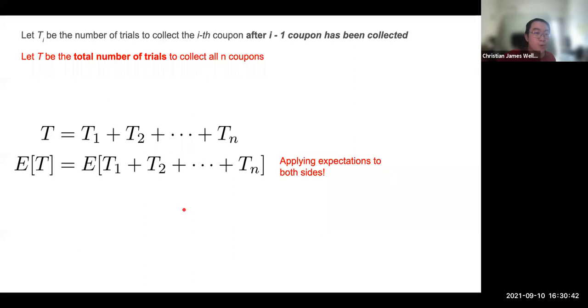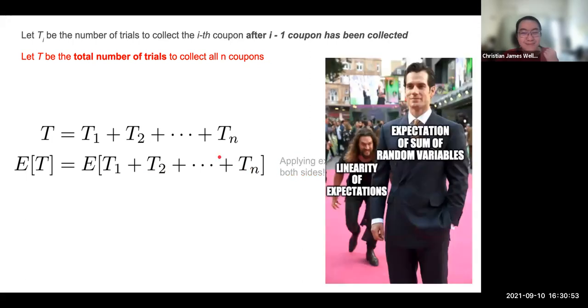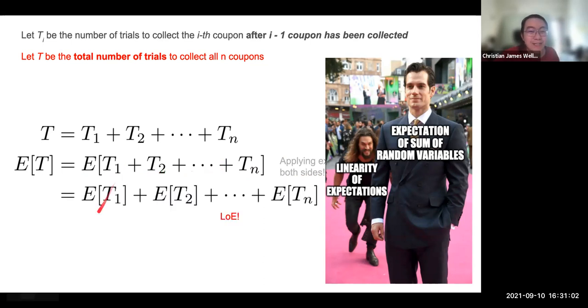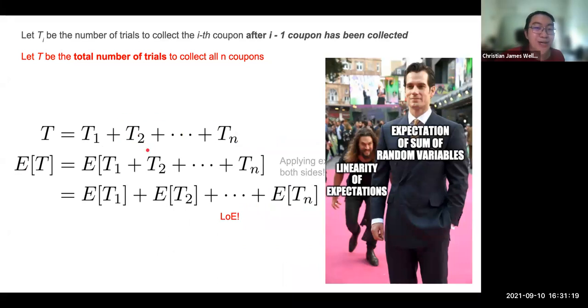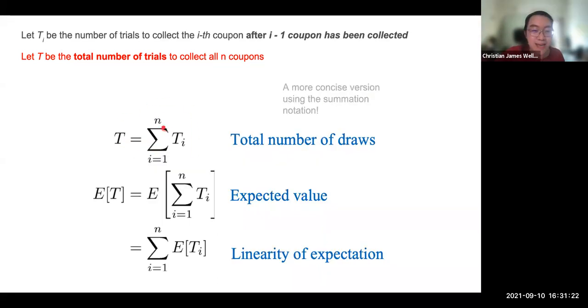So applying expectations to both sides. Remember, we want to count the expected total number of trials, so I apply expectation to both sides. And if you see something like this, as I said before, you should feel your hand is very itchy. You want to do linearity of expectations, and then separate them like in this way. Very nice property. Oh, hang on, one slide. So here is another way you can write it: express it in the summation notation. It's more compact and concise, rather than writing this long string of characters. You just write it as a summation.